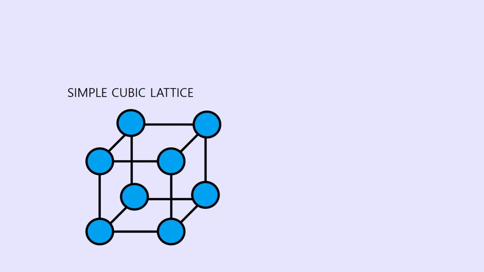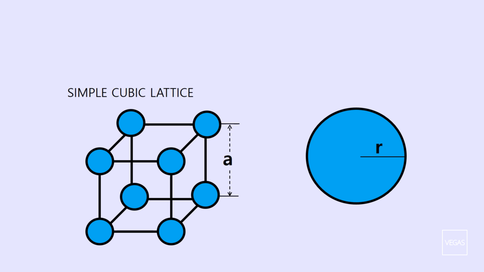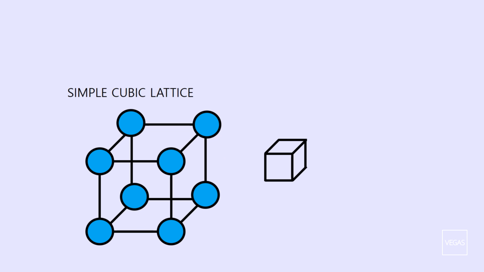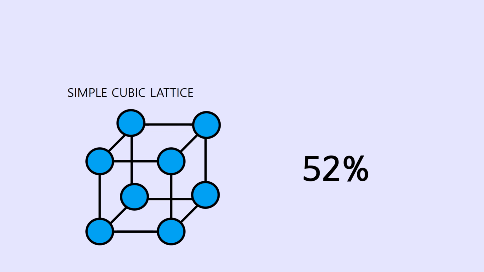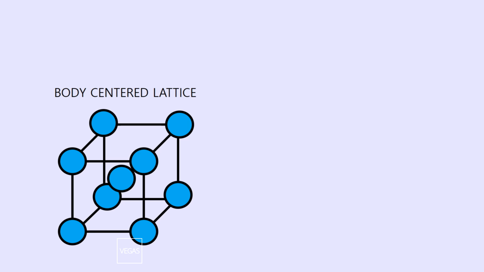Let's define the length of one edge of the unit cell as a, and the radius of the atom as R. Then the volume of the unit cell is like this, and the volume of the atom is like this. Then one edge of the unit is twice the length of the atomic radius. So you can get about 52% as the fill factor.